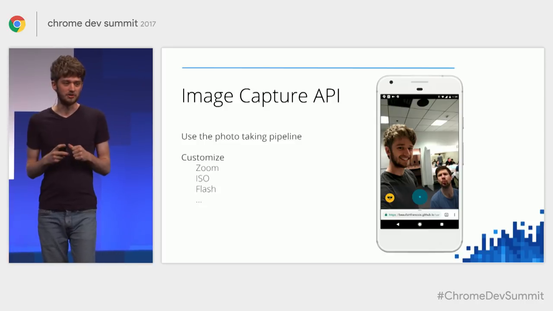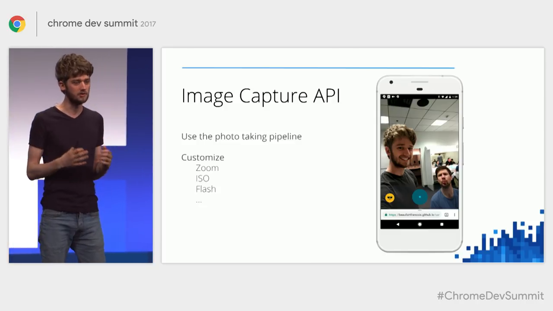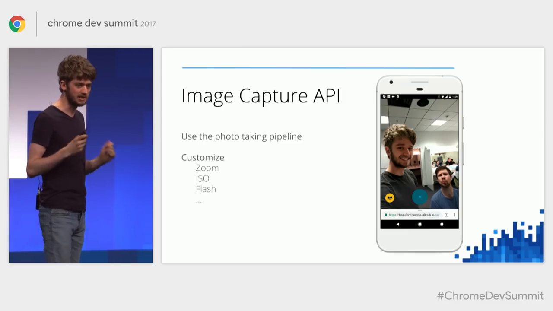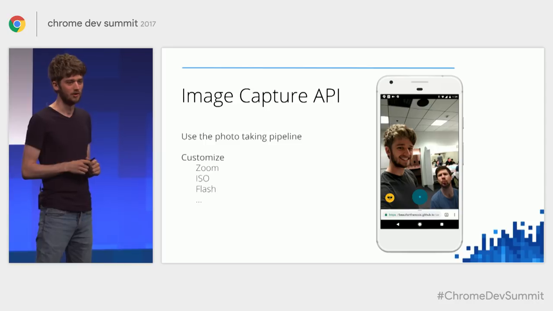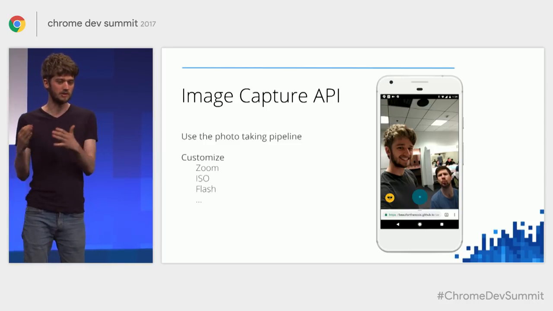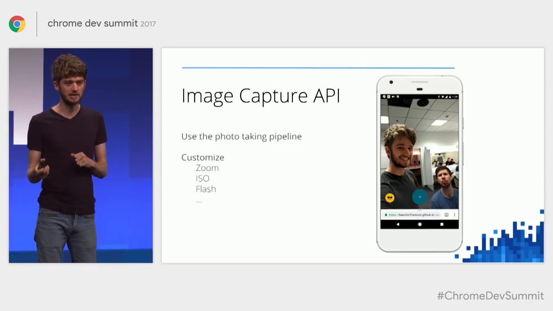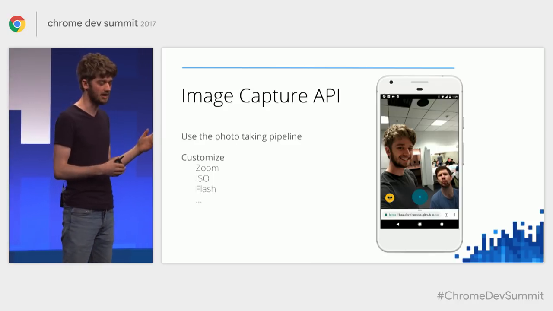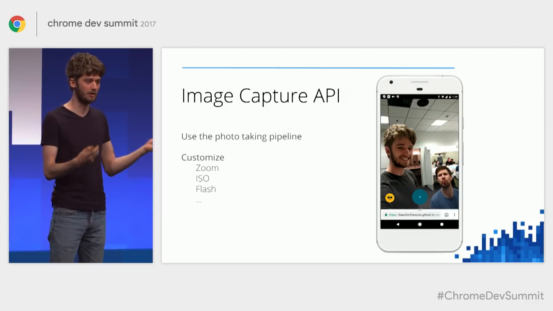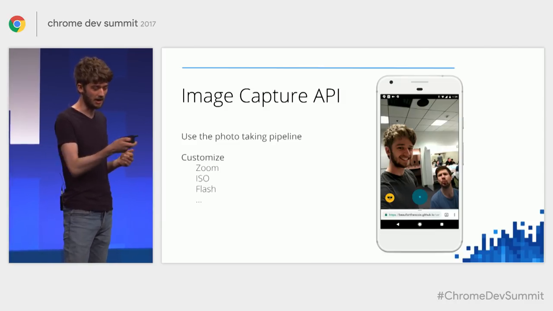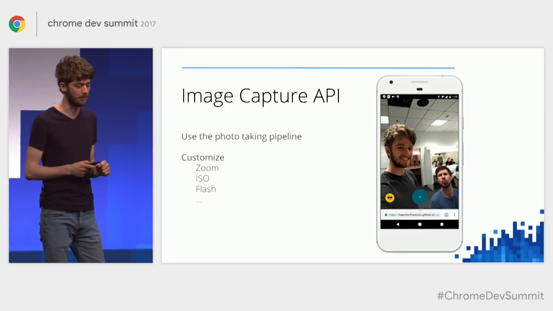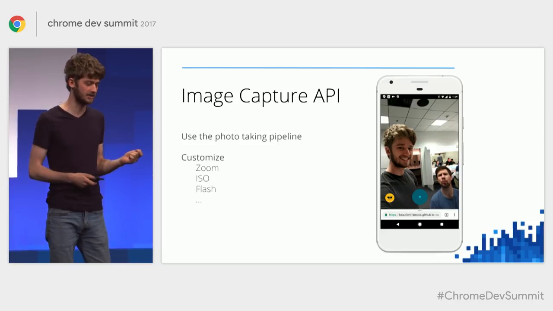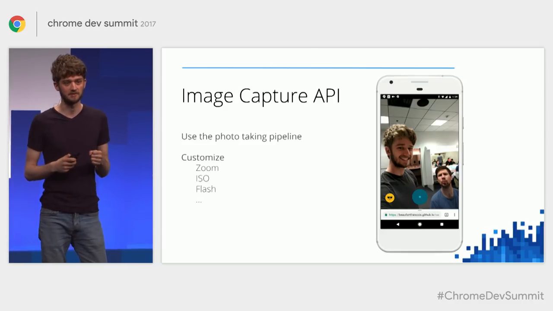So that's uploading images. But what about taking images? Lots of new social applications have these rich image capturing experiences built in. So this year, we've launched a new image capture API, which allows you to really use the photo-taking pipeline on the device. Previously, you were able to get a video stream out from the camera and then take snapshots from it. But most hardware can provide much higher quality, higher resolution images via a more dedicated photo-taking pipeline. And also, we now have the ability to customize things like the zoom, the ISO, the flash, all of the different aspects of the camera that we'd like to control.